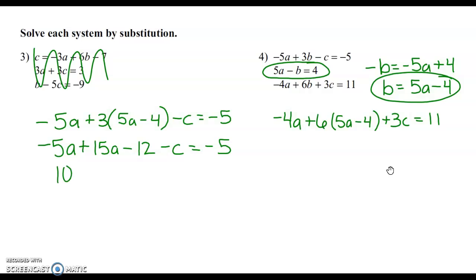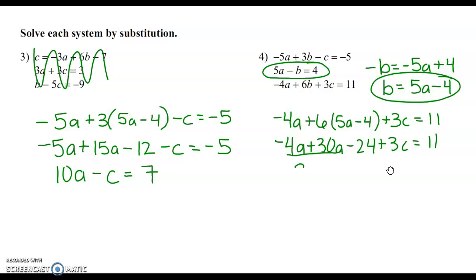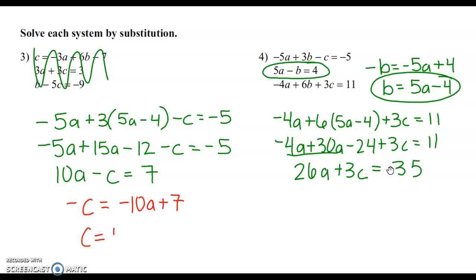So I've got 10A minus C, add the 12 over, would be 7. This one I have negative 4A plus 30A minus 24 plus 3C equals 11. Combine my A's, I've got 26A plus 3C. Add over my 24, I'm looking at 35. I'm going to go substitution, solve this first one for C. So I have negative C equals negative 10A plus 7. So I end up with C equals 10A minus 7.